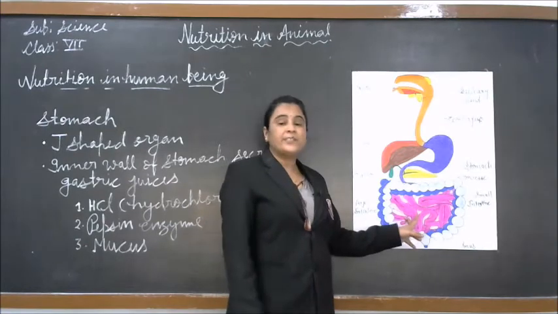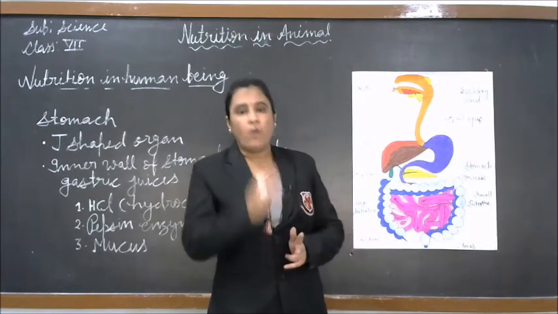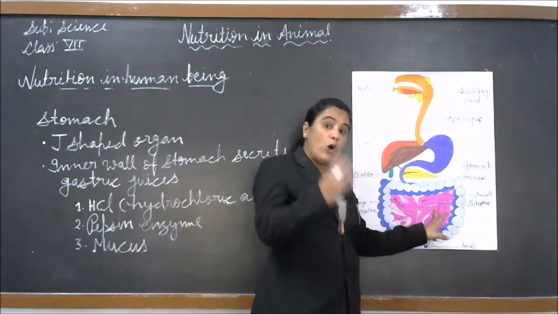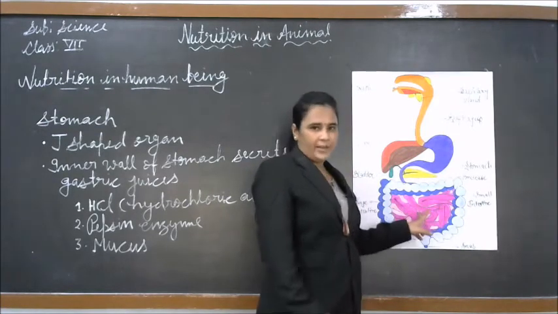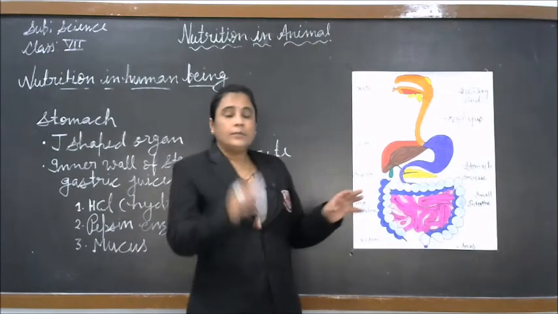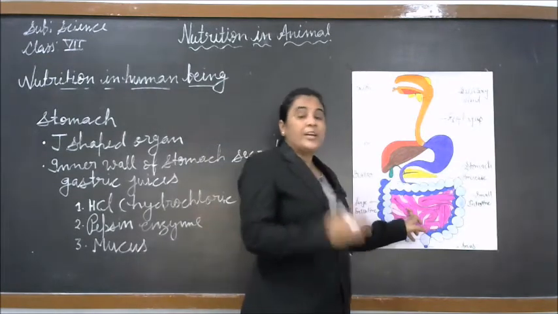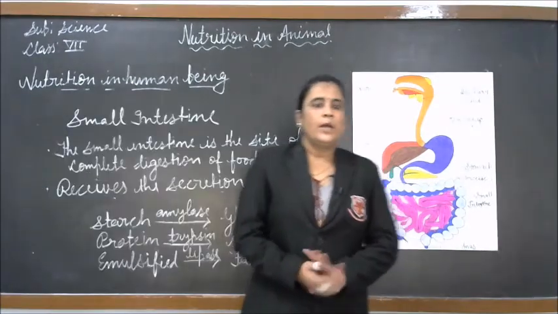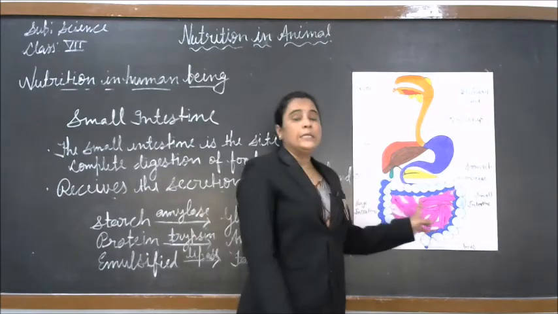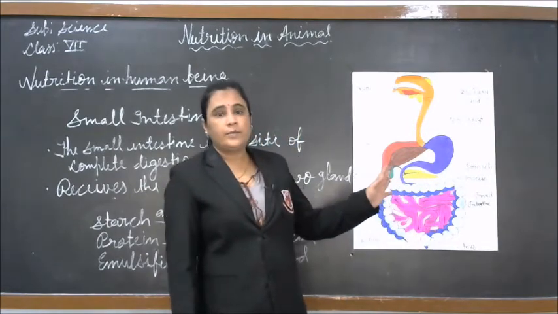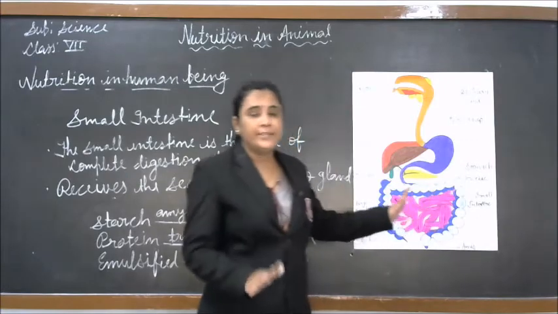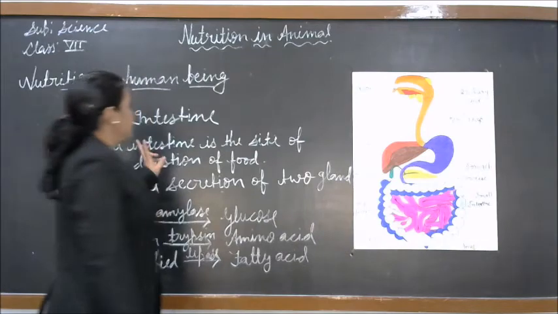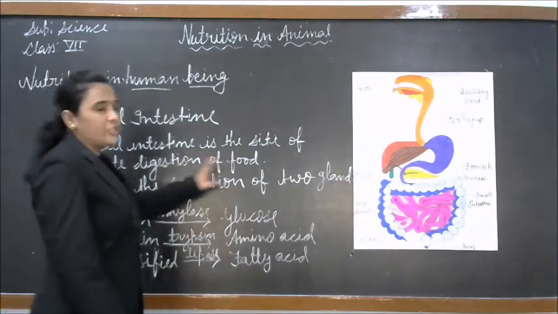The small intestine is arranged in a coiled form in our belly. The small intestine is the site of complete digestion of food.